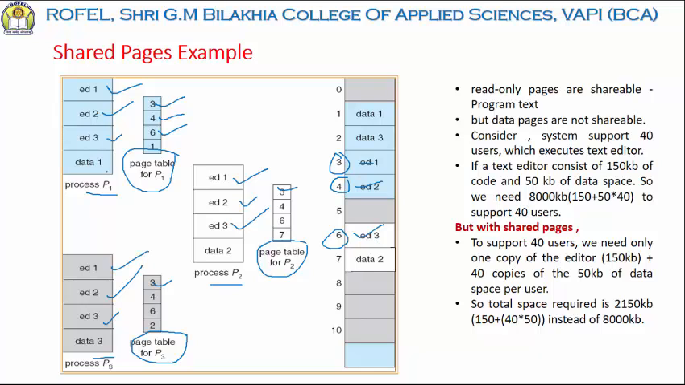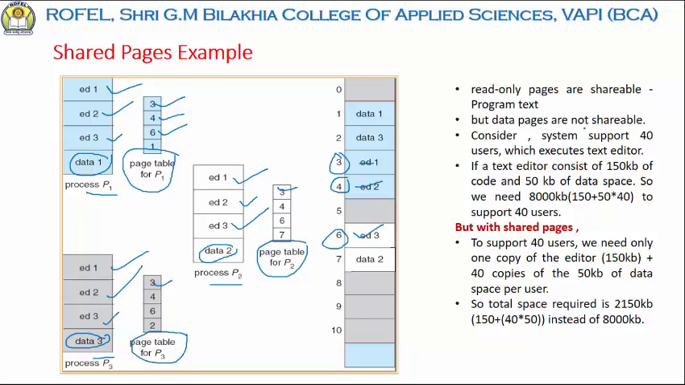But see over here, process 1 uses data 1, which is private data. Process 2 uses data 2, which is also private data, and process 3 uses data 3, which is also private data. That private data is not shared by any address spaces in the logical address space and in the physical memory as well. So how is it important and why do we use shared pages?